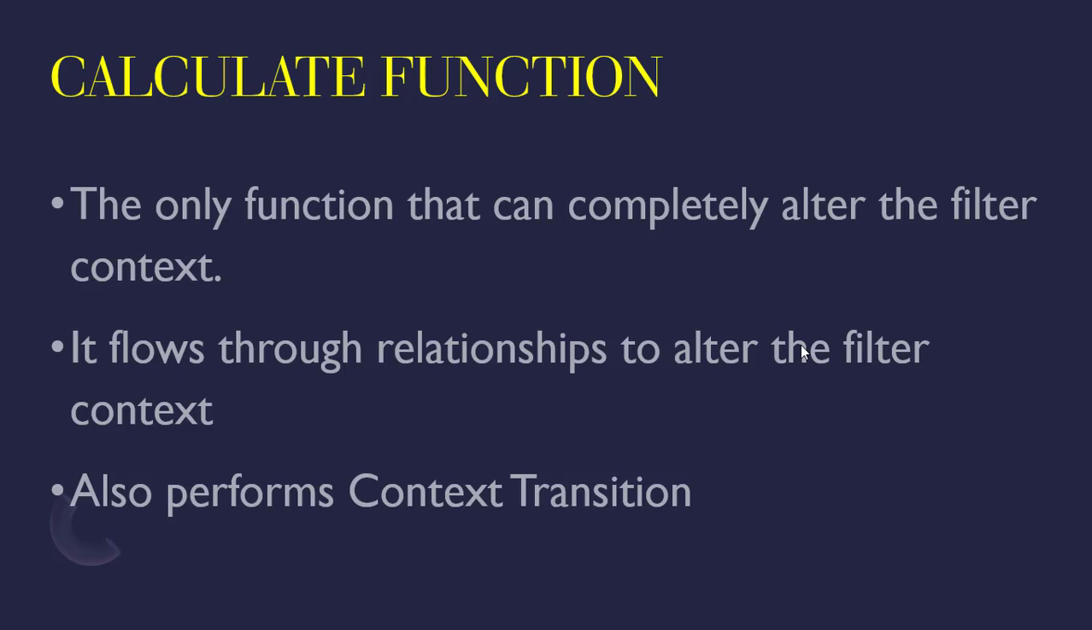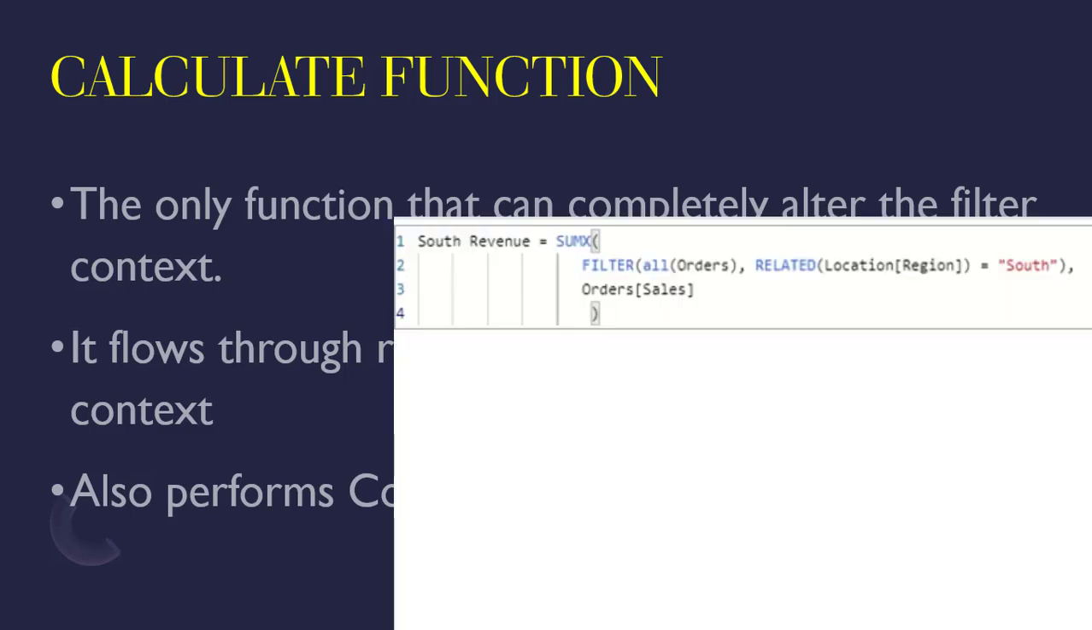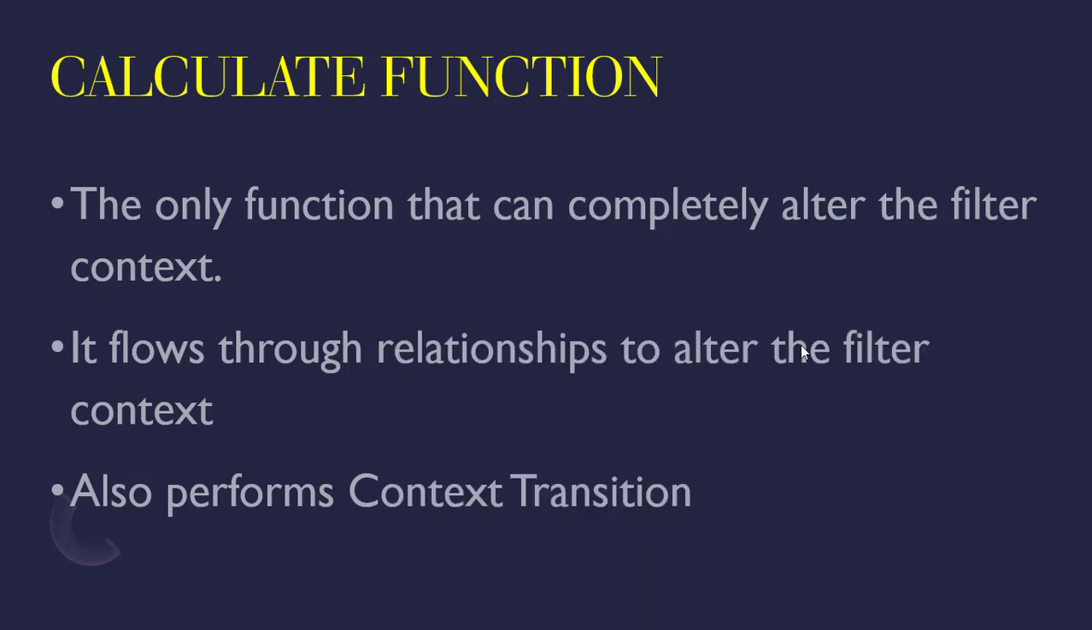So for example, the other time we were writing this measure saying SUMX of filtered table where the RELATED something is equal to this. With the CALCULATE function, you don't need to use RELATED anymore, because CALCULATE will already see that the table you are trying to filter is related to what you need. And it also performs something we call context transition.